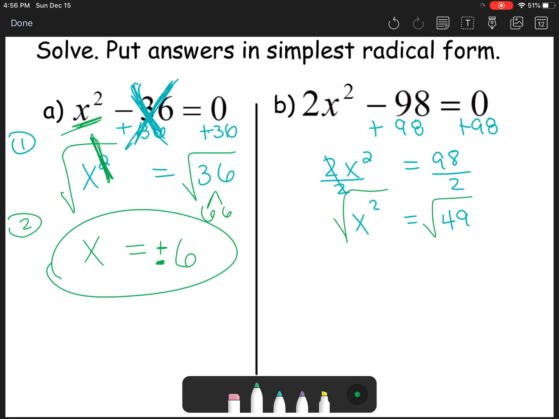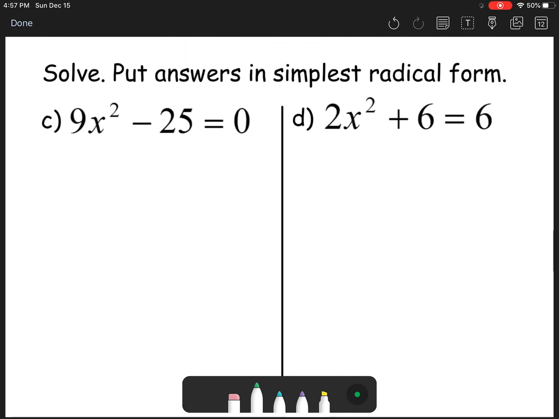And now our second step would be to take the square root of both sides. Well, the square root of x squared is always going to be x. The square root of 49 would be 7, but it could be a positive 7 or a negative 7. So x equals plus or minus 7 is our final answer. Let's look at a couple more. It'd be a good idea to pause and see if you can solve this for yourself.